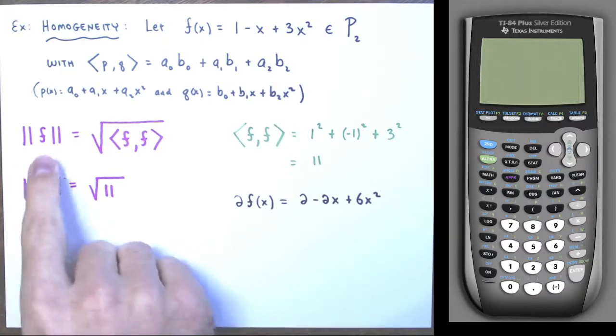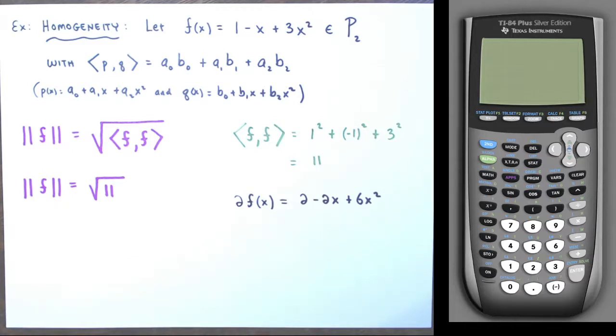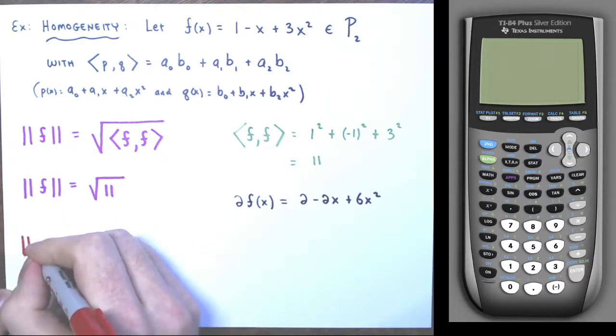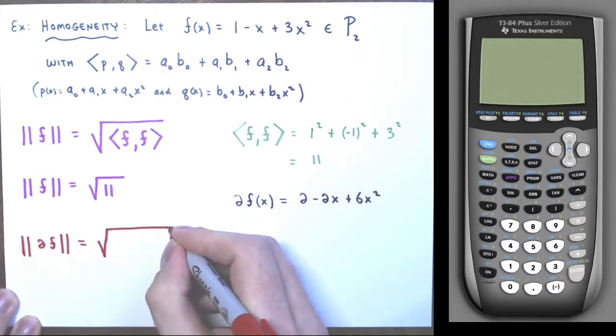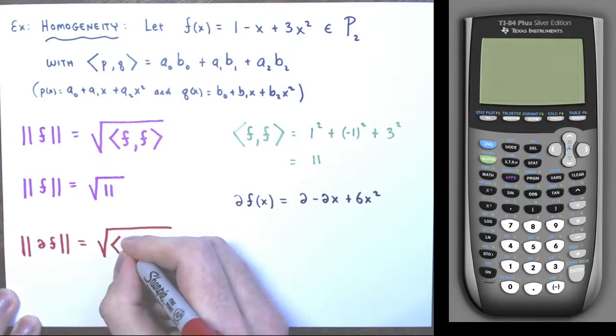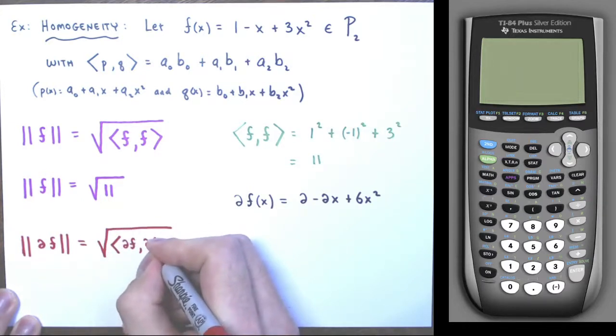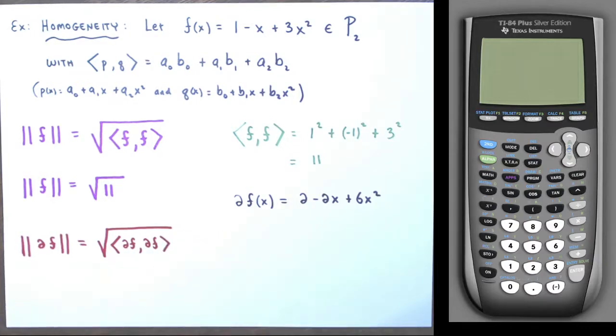Well, remember the norm of 2f, right? The norm of 2 times f is defined to be the square root of the inner product of 2f with itself, of 2f with 2f. So let me find that inner product. Now you could use the homogeneity property of inner products to say that this is just going to be 4 times the inner product of f with f. Pull the 2 out of the first slot and the 2 out of the second slot because it's homogeneous in the first slot and the second slot. But let's go through it and actually do it.